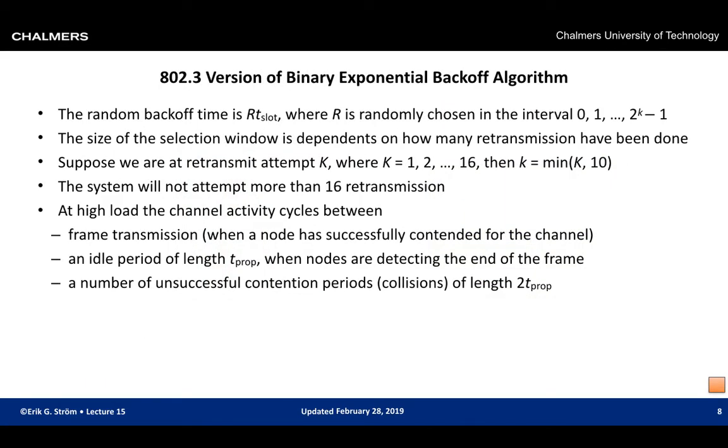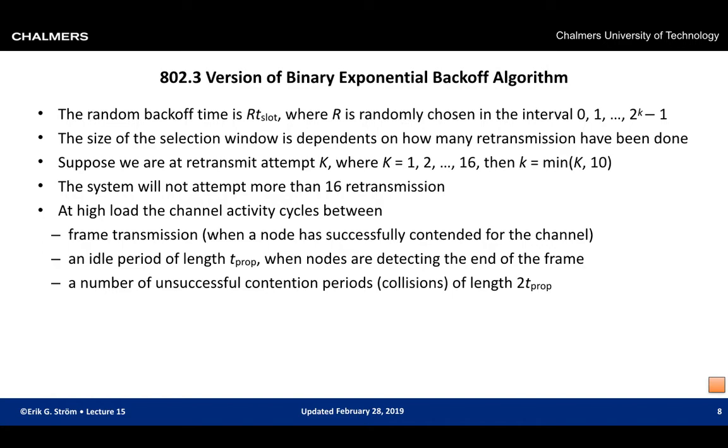Then this backoff is also binary exponential backoff that we talked about earlier. The only difference is that it's truncated. So to refresh your minds, what is binary exponential backoff? It means that the backoff time is random every time we back off, and it's R, a random number, times t-slot. So t-slot is our time unit. So how do we choose R? R is chosen randomly in an interval from 0 up to 2 to the power of k minus 1.